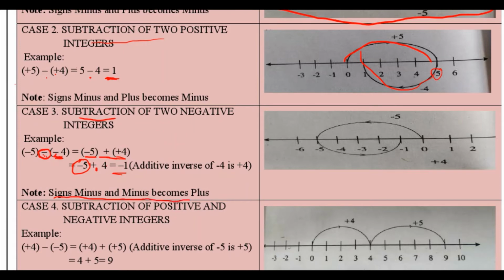Okay. Now you see here on the number line also we have gone 5 steps back. So we got minus 5. Then we have come 4 steps in the front. So we got minus 1.